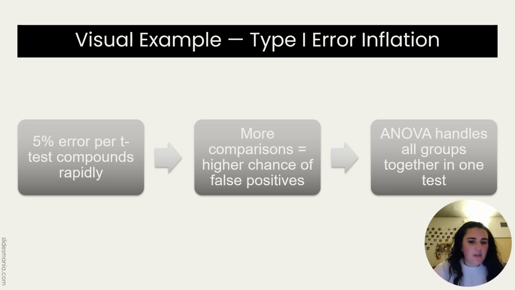So, imagine flipping a coin. Each flip has a small chance of error. If you flip once, it's a small chance. But if you flip 100 times, errors are almost always guaranteed. This can be thought of the same way as a t-test. The more you run, the more errors creep in. ANOVA protects against this by analyzing the whole group at once, which means less work, cleaner results, and much safer statistically.